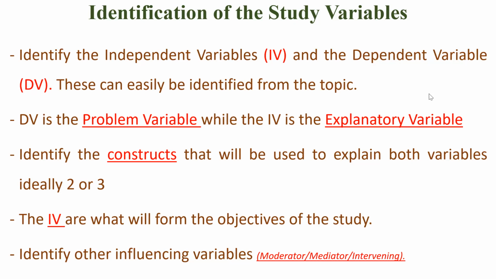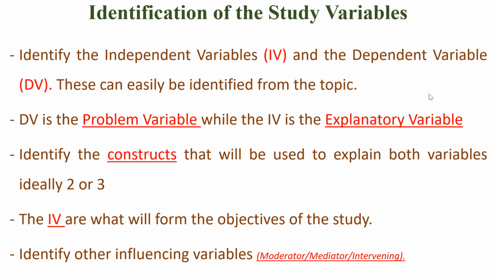That is where you're going to, those variables, either 2 or 3. If you have 3 variable constructs, then it means that you're going to have 3 objectives, and so on and so forth. You also need to identify at this point other influencing variables.